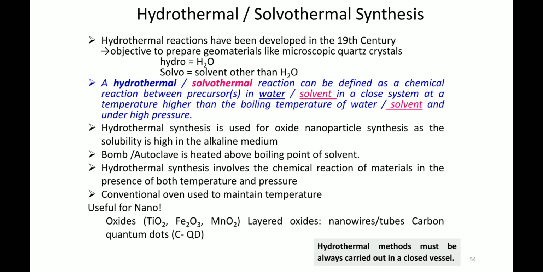Bomb or autoclave is heated above boiling point of solvent. Now, what we call a closed system, if you want that kind of a system, then you have to use a specific volume of the container, which you have to call a bomb or autoclave. Okay, so bomb or autoclave is heated above boiling point of solvent.